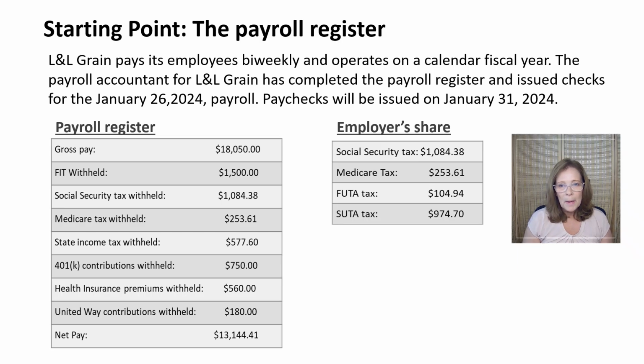In our example, the payroll accountant for L&L Grain has completed the payroll register and issued checks for the January 26, 2024 payroll. Paychecks will be issued on January 31st, 2024. The payroll register shows us the gross pay of $18,050 as well as withholdings for federal income tax, Social Security, Medicare, and state income tax, as well as deductions for 401k contributions, health insurance premiums, and donations. In addition, we see the net pay and the employer share of the taxes. This is the information we need to record the payroll journal entry.